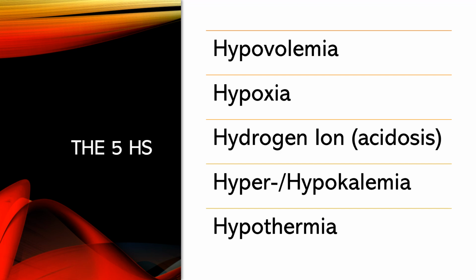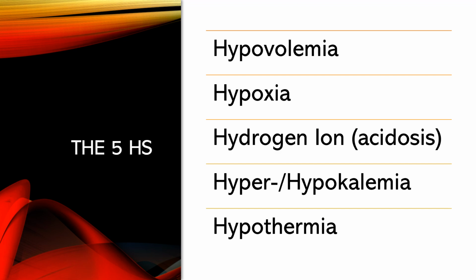Hyper or hypokalemia. These conditions refer to abnormally high or low potassium levels in the blood, which can impair normal heart function. Causes include renal failure, certain medications, or excessive potassium intake. Patients may present with muscle weakness, cardiac dysrhythmias, or changes in ECG findings. Nursing interventions include monitoring serum potassium levels, administering medications to correct the imbalance, and educating patients on appropriate dietary modifications.